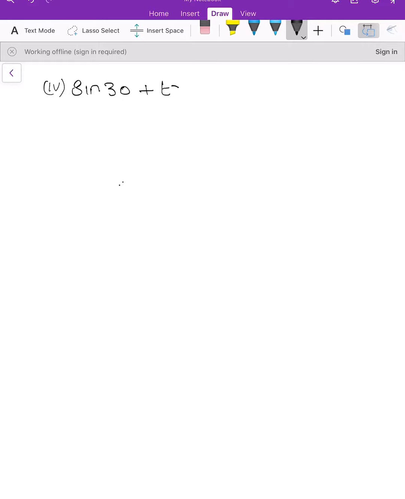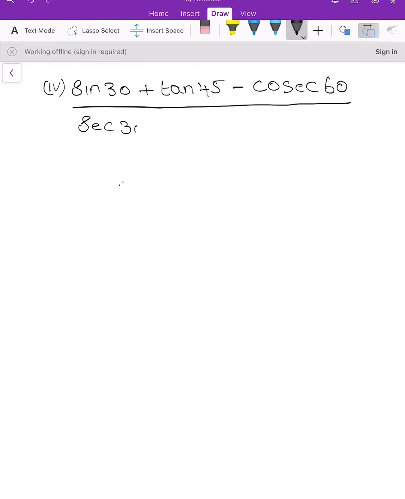Fourth sum is sine 30 plus tan 45 minus cosecant 60, divided by secant 30 plus cos 60 plus cot 45. This is my fourth.